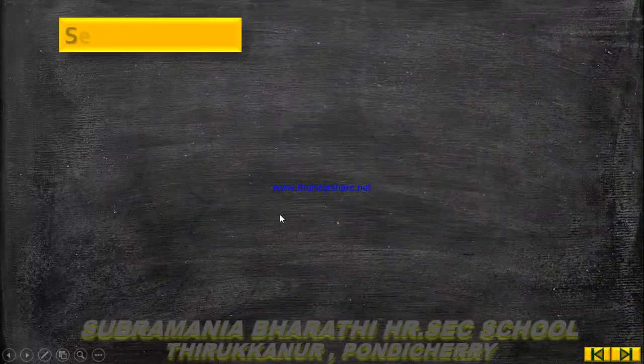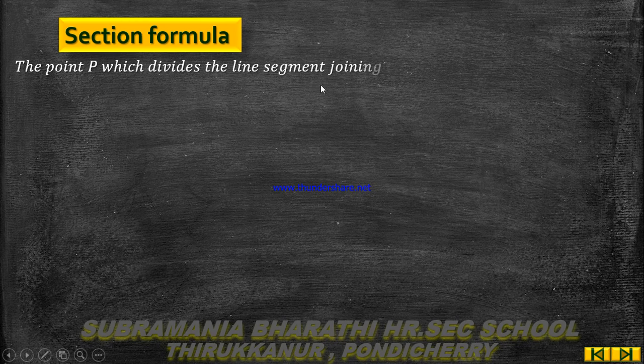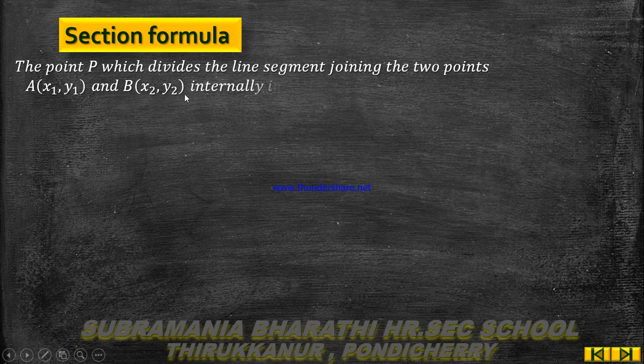Now we are going to study the section formulas. What is the section formula? The point P which divides the line segment joining 2 points A of x1, y1 and B of x2, y2 internally in the ratio m is to n. This is the formula.